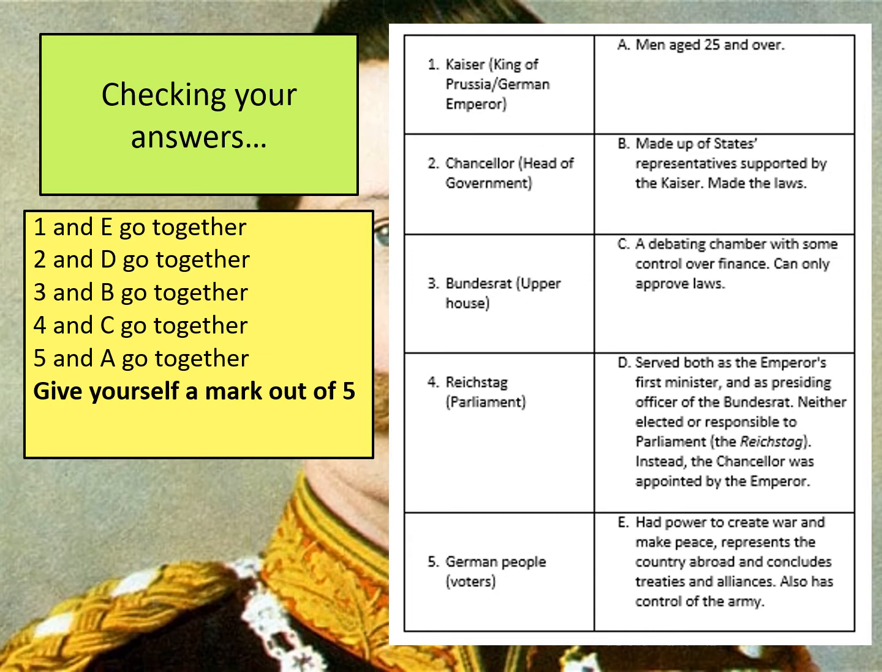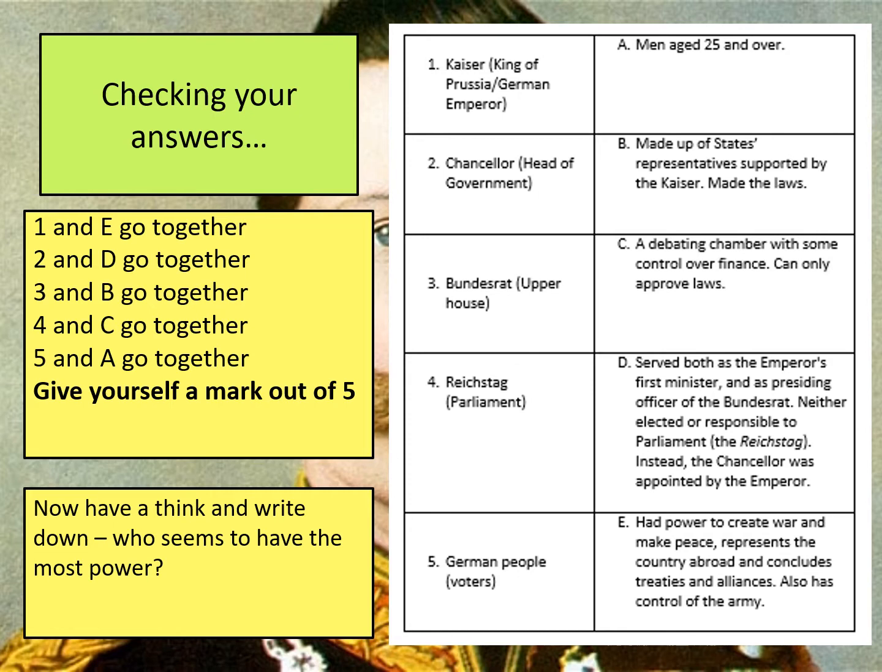Number 3, the Bundesrat, the upper house, that should be going with B, and that's the idea that it was made up of states' representatives supported by the Kaiser, and they made the laws. Remember that until 1871, Germany was just a collection of states, so those states still exist, but now they're ruled over by Prussia, by the Emperor of Germany.